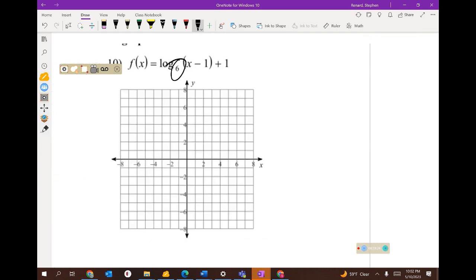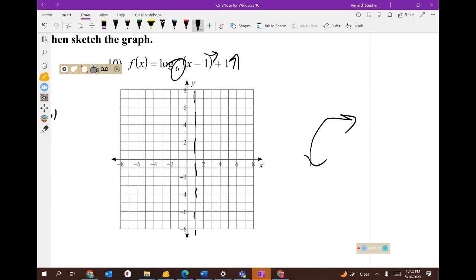So again, we have a whole number right here. We don't have a fraction. So we know it's going to be one of these bad boys, because this moves it 1 to the right. And it moves it 1 up. So remember, we started at (1, 0). Move over 1, up 1. And there we go.